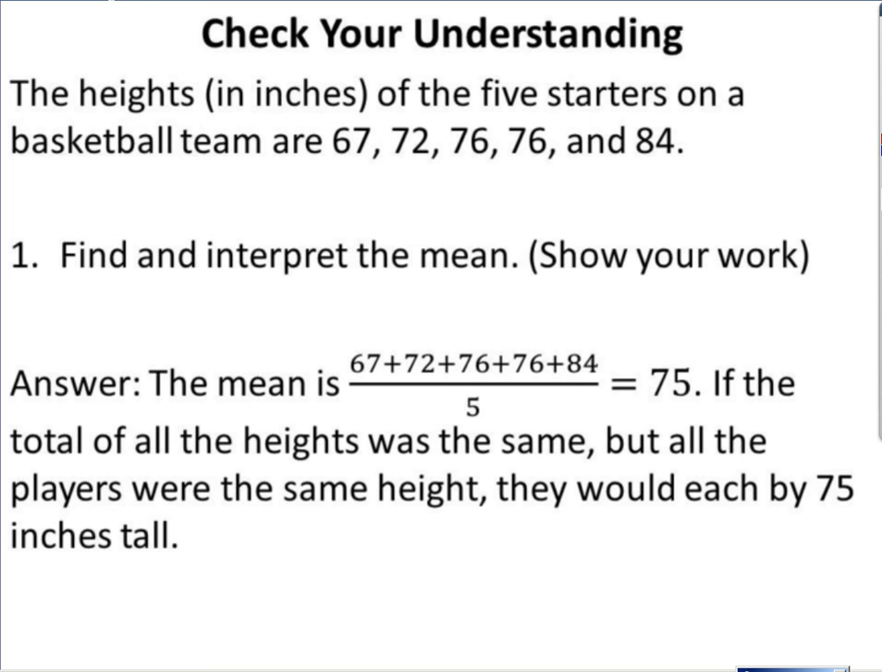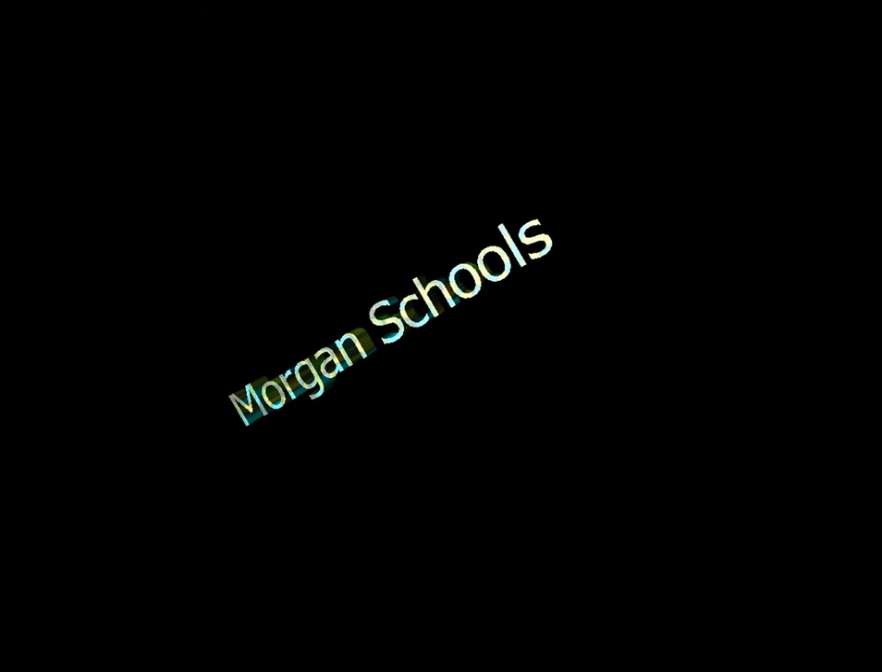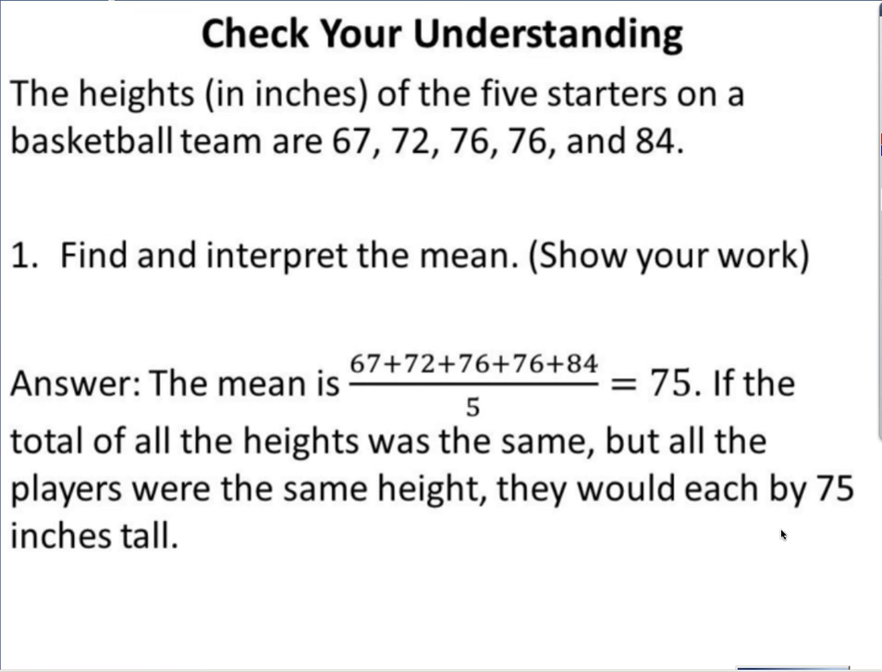So to find the mean, remember you're going to add all of the observations together and divide by the number of observations, which in this case are 5, and you should get 75. This means if the total of all the heights was the same for all 5 players, each player would be 75 inches tall.